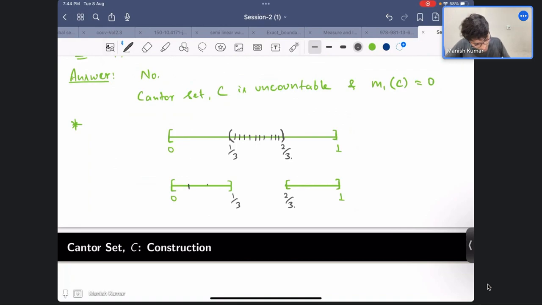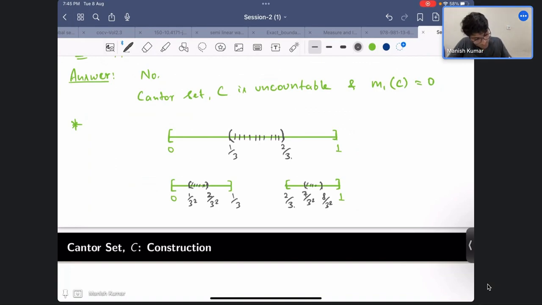So this one, and this is 2/3^2, this is 1/3^2, this is 3/3^2, this is 6/3^2, this is 7/3^2, this is 8/3^2, and this is 9/3^2. Again what we did was partition this interval and this interval into 3 equal parts each, and now you just remove the middle part. This part you remove again.